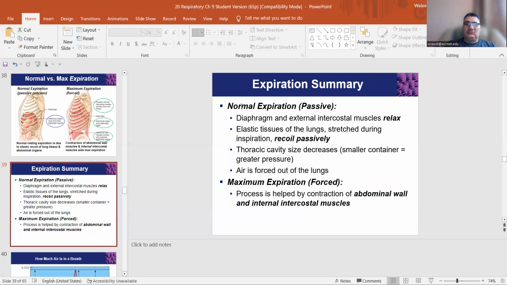So again, the normal expiration is passive. The maximum expiration is forced. And the muscles here are abdominal muscles and the internal intercostal.